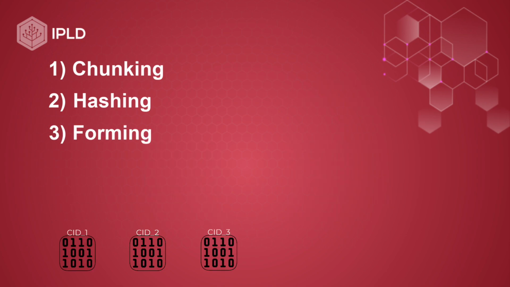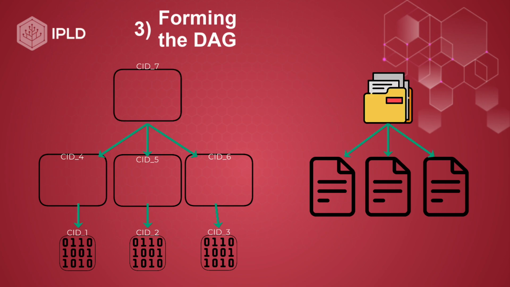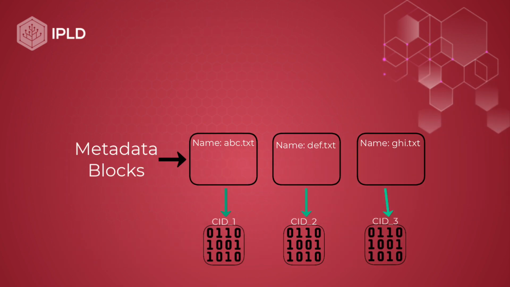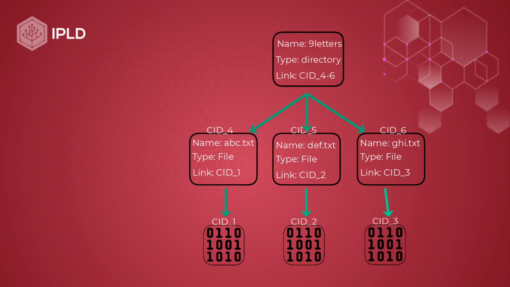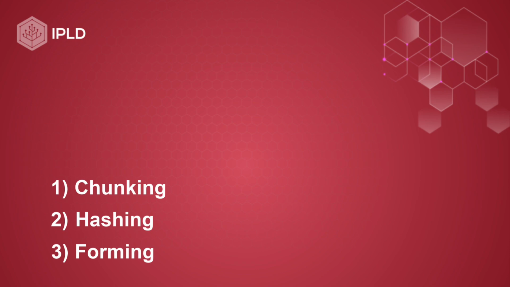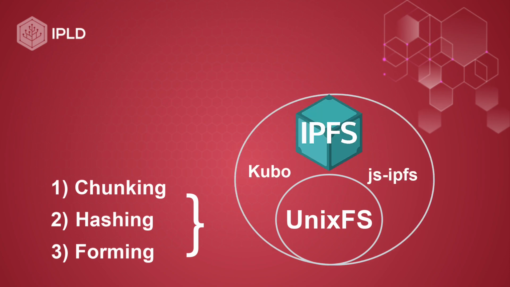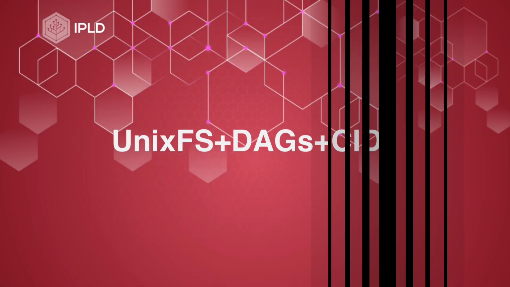Finally, links have to be created to tie all the blocks together to form the directed acyclic graph, or DAG for short. And this DAG is going to be in the same shape of the original directory or file. This hierarchy of blocks forms from creating metadata blocks, which contain links to reference the blocks underneath. After this DAG has been created, that's when the root CID gets returned to the user. Each of these three processes live within a subsystem of IPFS called UnixFS, and it is important to note that UnixFS is specific to the Go and JavaScript implementations of IPFS, so other implementations may have different methods of doing these processes.